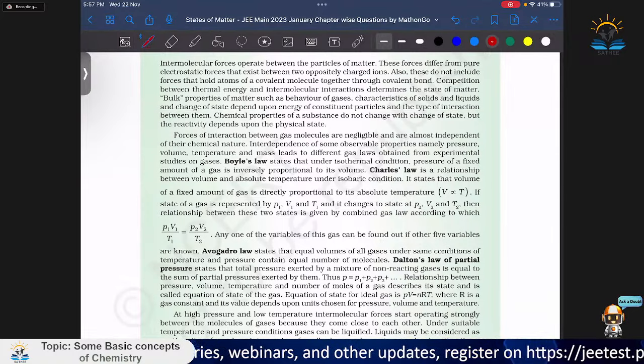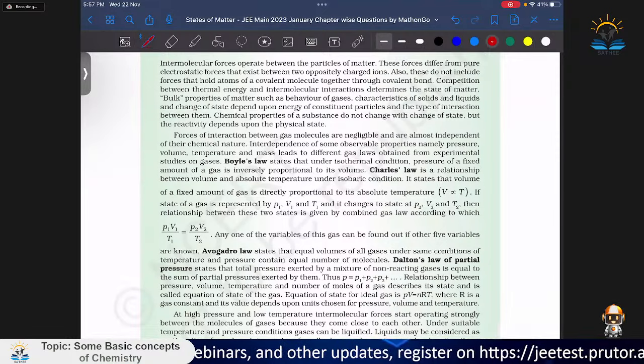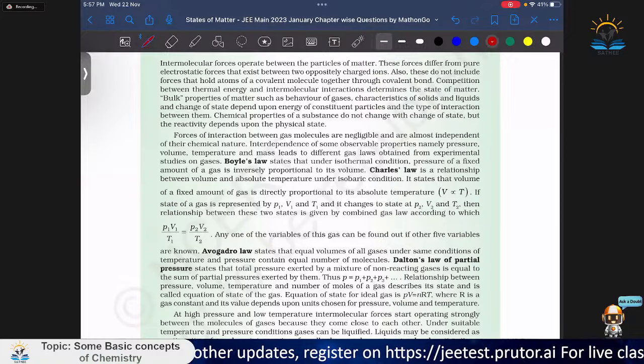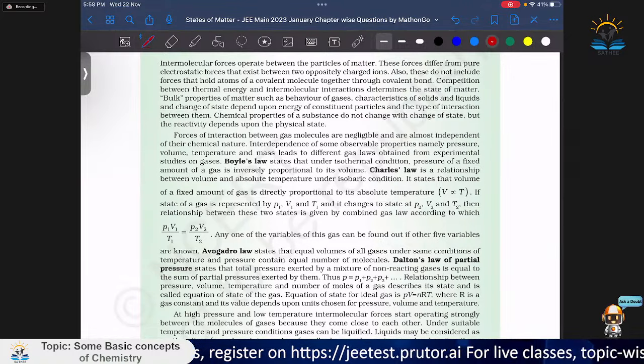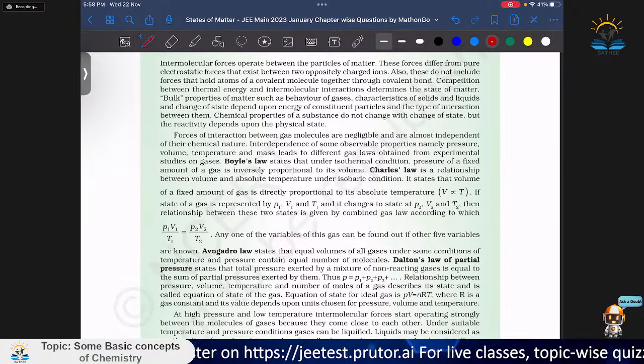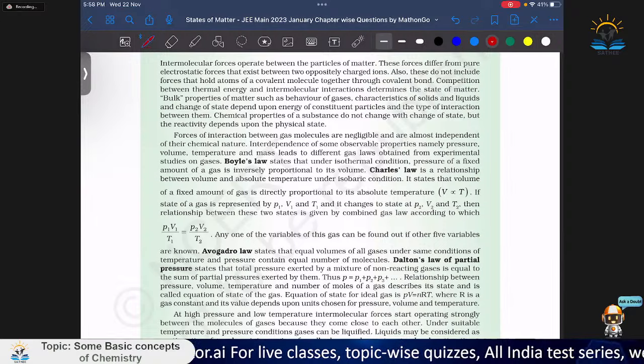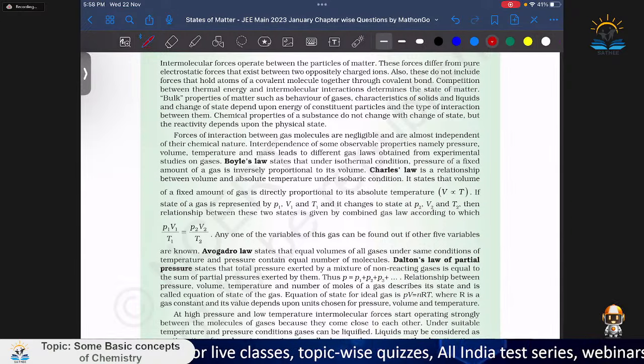Okay. Moving on. Forces of interaction between gas molecules are negligible and are almost independent of their chemical nature. There are no negligible forces of interaction between gases. Interdependence of some observable properties, pressure, volume, temperature, mass, leads to different gas laws. First law was Boyle's law, which says that keeping the temperature constant, pressure is inversely proportional to volume.